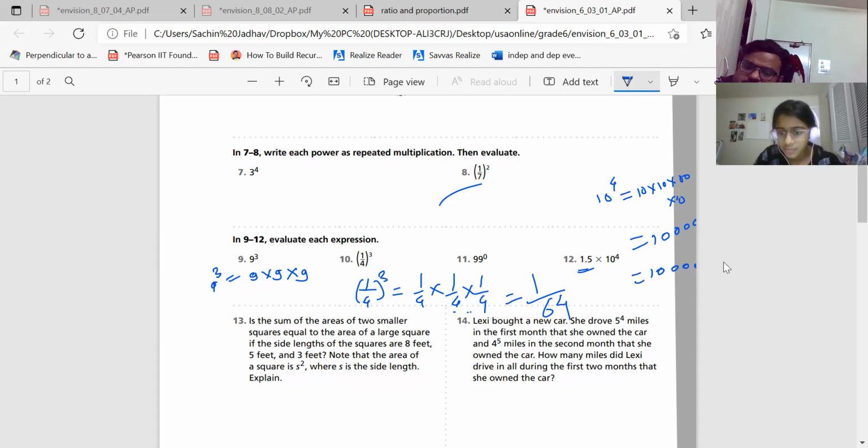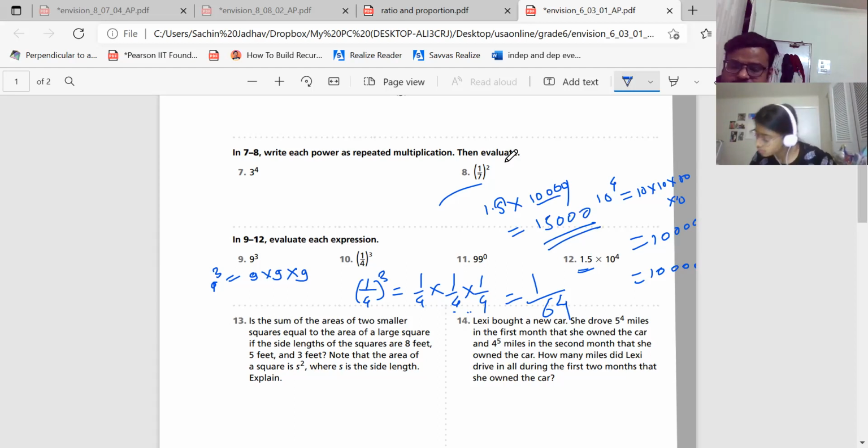10,000. Yeah. 4 zeros on 1 is 10,000. Okay. So 10,000 into 1.5. When 1.5 is multiplied by 10,000, the decimal point gets shifted because of 1 zero, so it becomes 15 and the other 3 zeros stay as they are. So it becomes 15,000. Okay.